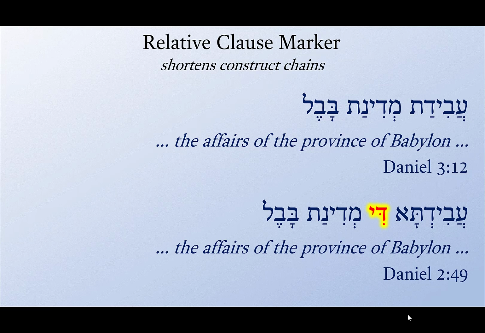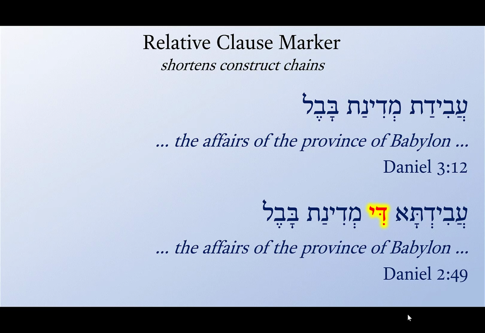Now we know that this is shortening what otherwise would have been a construct chain because we can see that the whole construct chain in Daniel 3:12 is definite because it ends in a proper noun, thereby giving definiteness to the whole expression, the affairs of the province of Babylon. And the same would have pertained in Daniel 2:49 except for the break inserted by having a di in there.